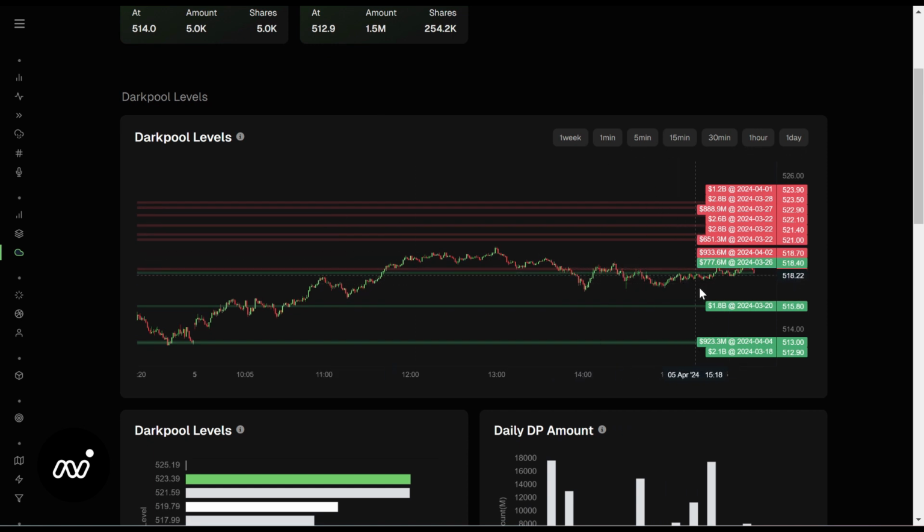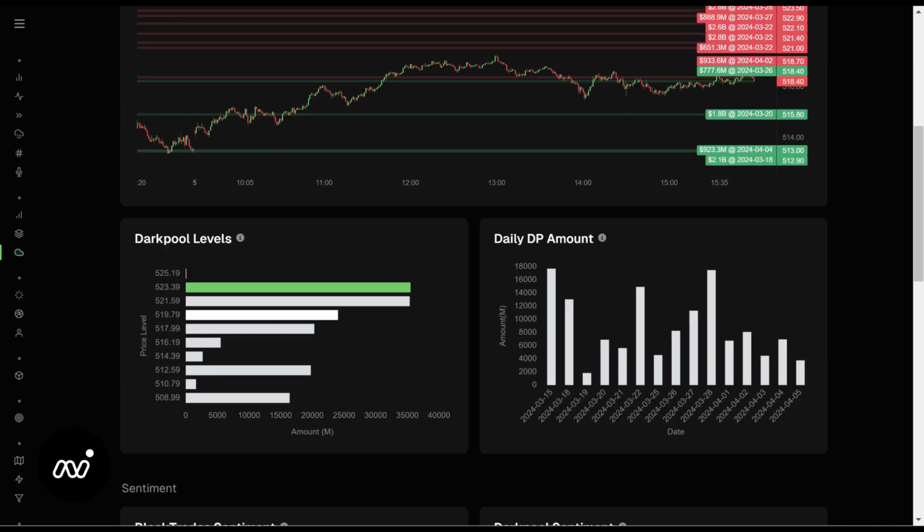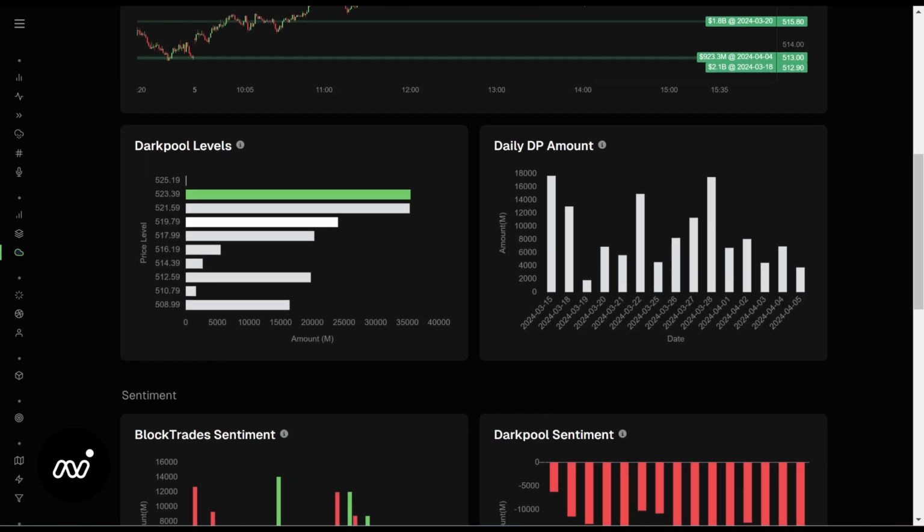If price is below a level, it's going to show up as red. Why? Because it could be a resistance. If price is above a level, it's going to show up as green. Why? Because it could be a support. So simple. But let me make this even simpler for you.